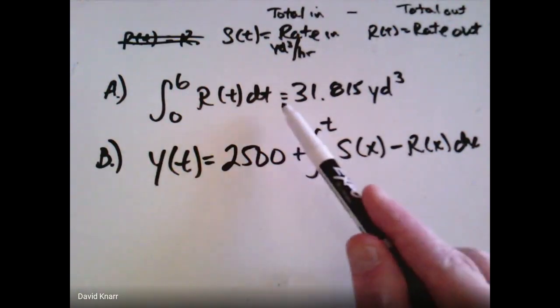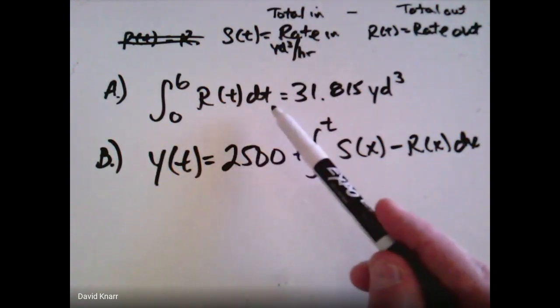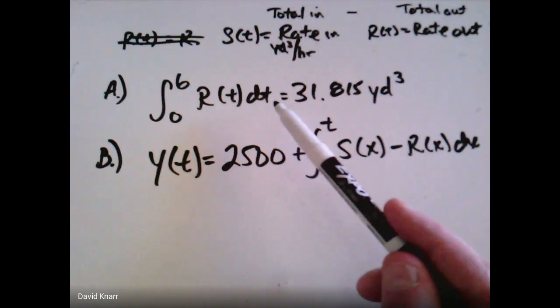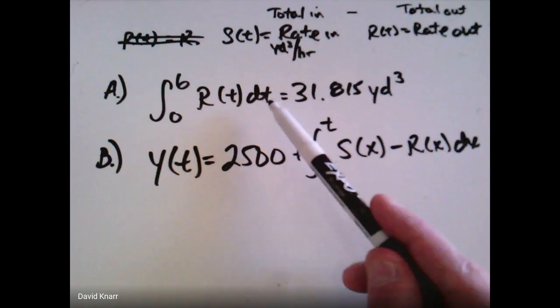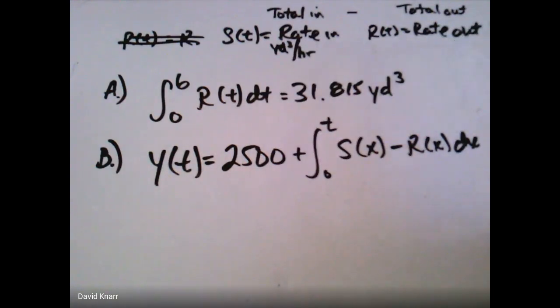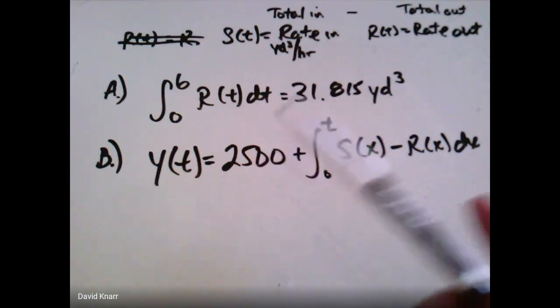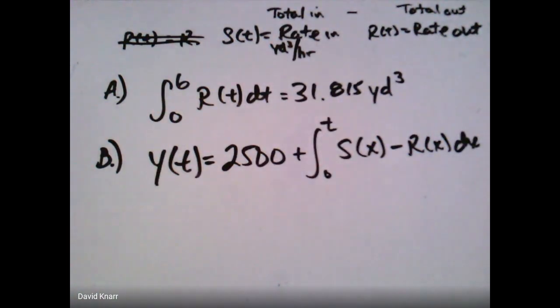Now, let's go back to part A real quick and talk a little bit about why we didn't add the 2,500 in to part A. If you read the question carefully, it says, how much sand will the tide remove from the beach? It doesn't want to know how much sand is on the beach. It just wants to know how much is taken off. So to do that, you integrate the rate out. The 2,500 has nothing to do with removing sand from the beach. That's just how much sand there was when you started. Okay, so keep that in mind. That actually is the reason we don't need that 2,500 there.